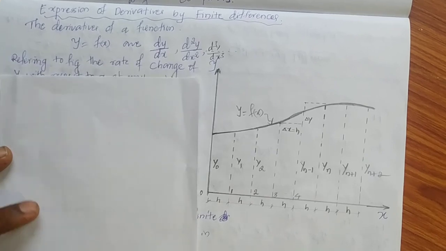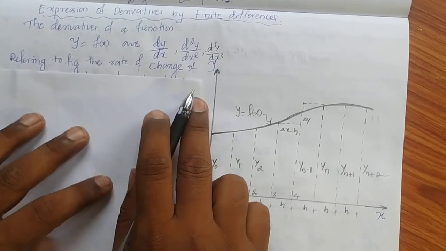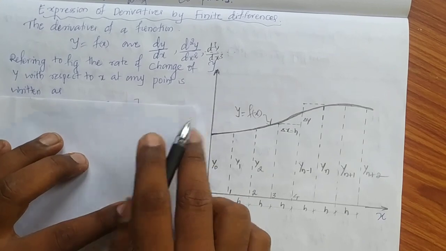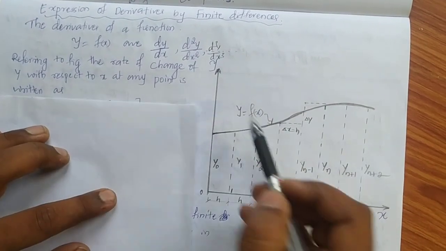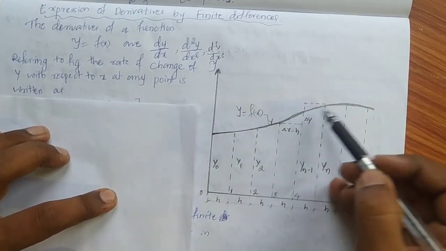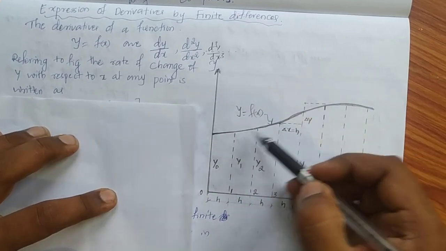Now, referring to the figure, the rate of change of y with respect to x at any point is written as follows. This is actually the formula, the equation of the line.